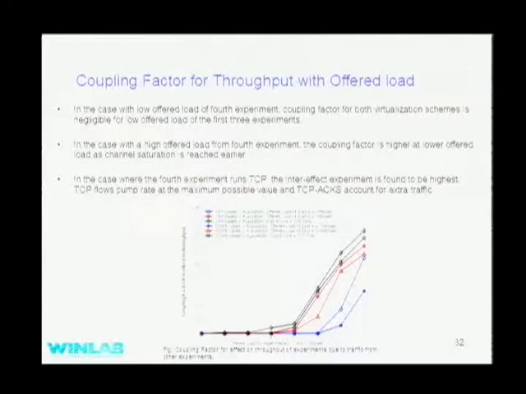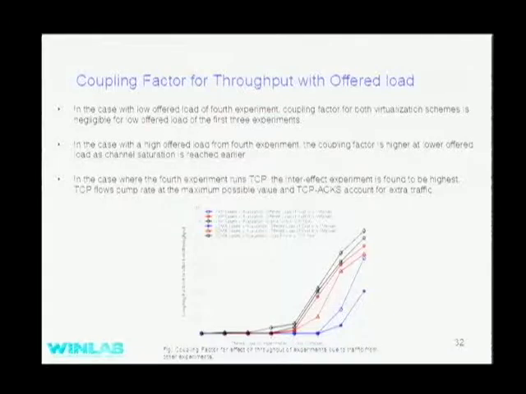The black lines are when the 4th experiment is running a TCP flow. So TCP flow basically pumps, it was found that it has more coupling on the other experiments than a UDP flow, and that was accounted because TCP pumps traffic at the maximum possible rate, and second is TCP has extra interference due to the TCP ACK flowing in the downlink.